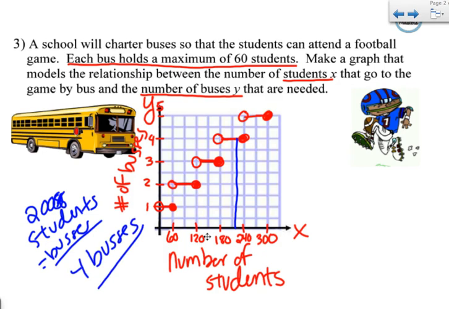Okay, so that's kind of how you read a step function if it asks you to interpret it or asks for how many students. So if I had 240 students, you would go up and you would say, hey, I'd have to have 4 buses, but you would not go up to the circle because it can't be equal to it. All right, so that's how you graph a step function from a real-world problem.